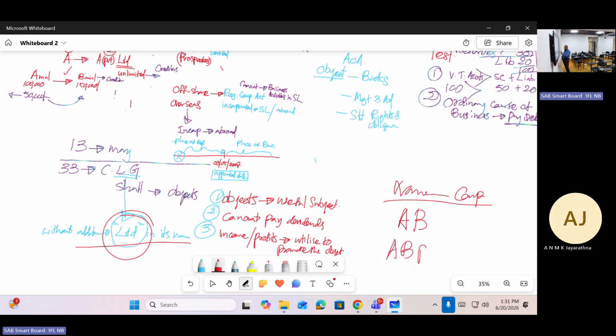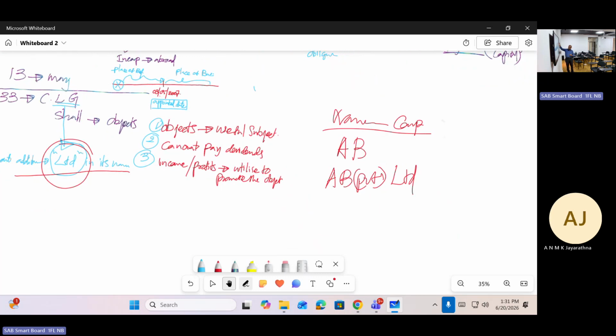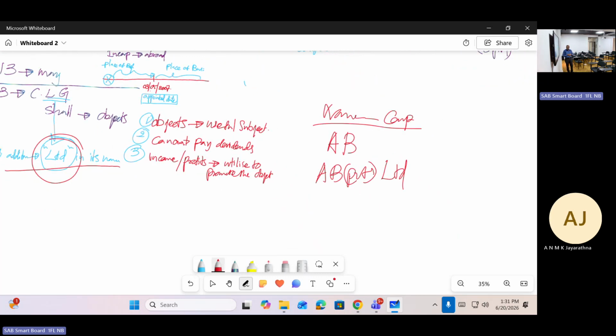AB, EVB, LTD. Tell me what is the type of AB. There are different types we can recognize, right? Basically 5 types, right? AB private limited. What is the type of this company? Private. Private limited. Right? AB limited. What is the type?